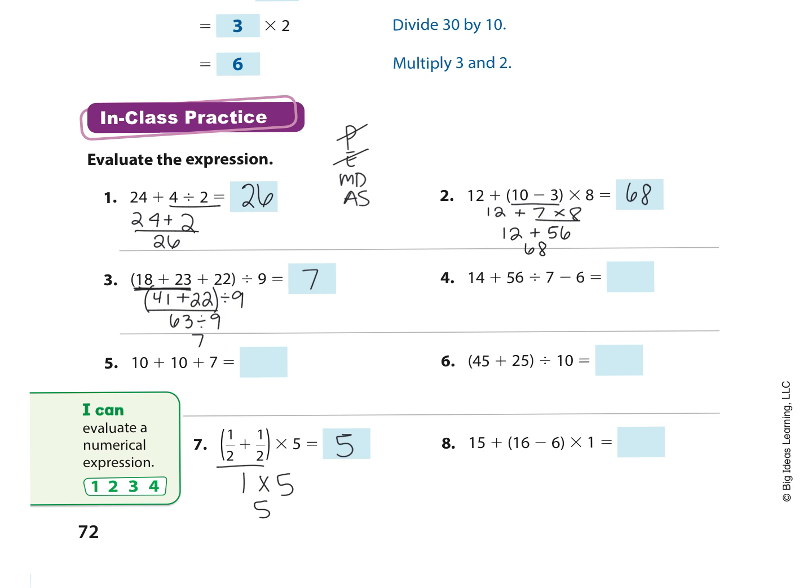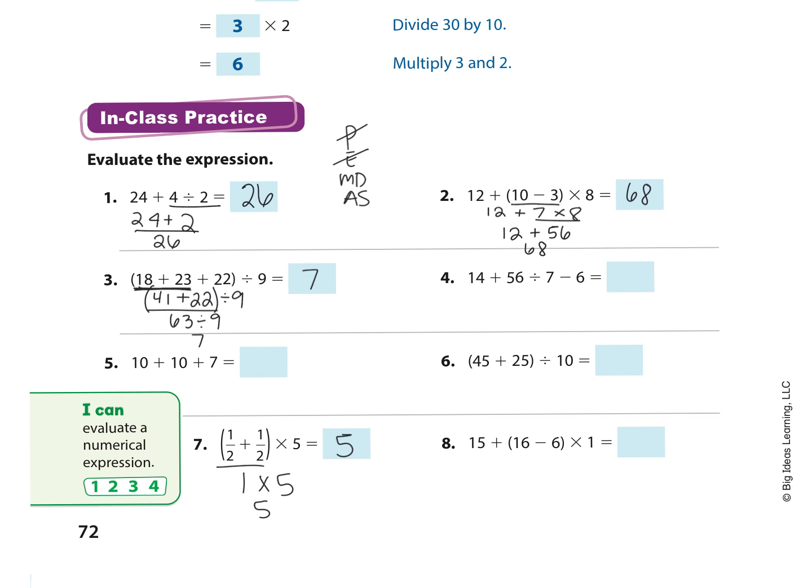Okay, one step at a time. So underline what you're solving, and then write the answer underneath it. And then bring everything down that you haven't used yet. Then do the next step. Okay, go ahead and work 4, 5, 6, and 8.